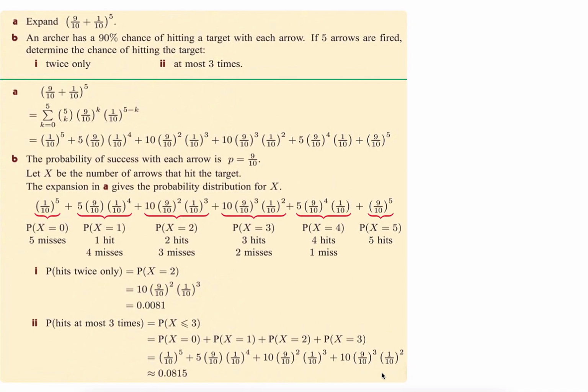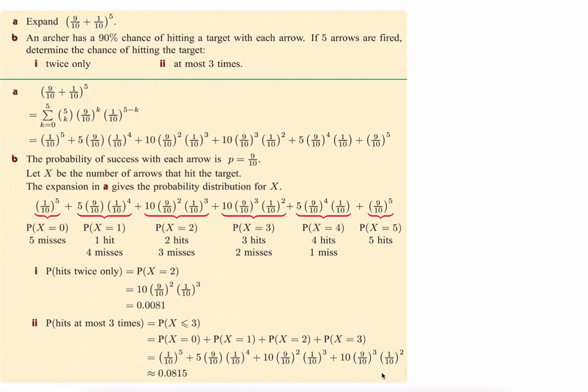You're not going to get a question in a test or an exam where you have to expand the whole lot. But what you would need to do is find which part do I actually really need. So this has just got a binomial expansion at the start. It's just saying expand 9/10 plus 1/10 to the power 5. But let's forget it from that point of view and just think about part B. An archer has 90% chance of hitting a target with each arrow. If 5 arrows are fired, determine the chance of hitting the target twice only. In the first, twice only, and the second one, at most 3 times.